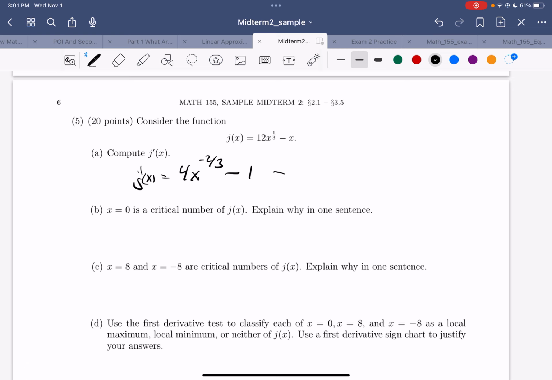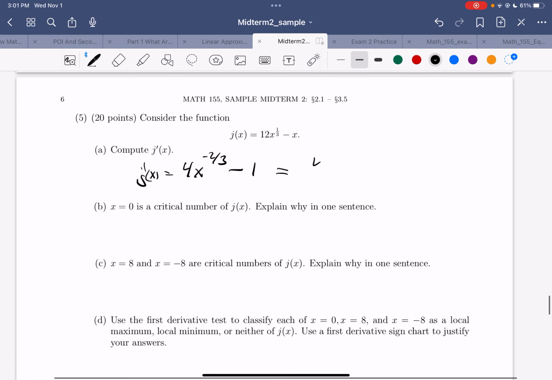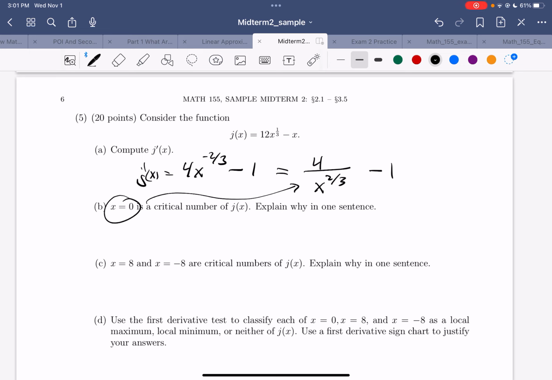X equals 0 is a critical number. Explain why. Well, let's write j prime of x in a different form. Because there's this negative exponent on x, that means x is actually sitting down here in the denominator. And now notice, if you plug in 0, that means you're dividing by 0. You can't divide by 0. So in a sentence, you can't divide by 0. That works. Okay, you would get full credit for that.